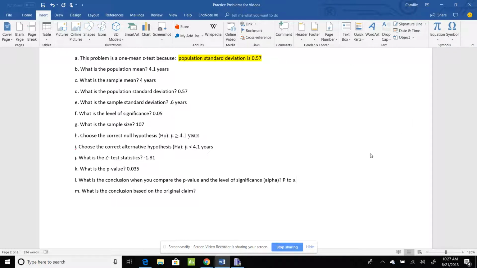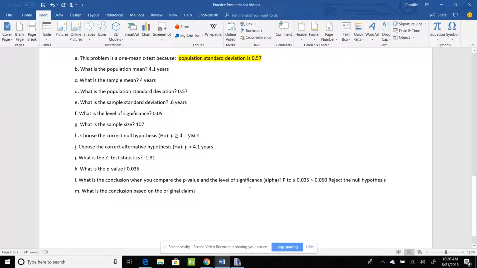So 0.035 is less than or equal to 0.050. Okay, so I'm going to compare this. And what I did is I just added an extra 0 behind the 0.05 to make it look equal. So I know 0.035 is less than 0.050. So what does that mean? That means reject the null. So I'm rejecting the null hypothesis.